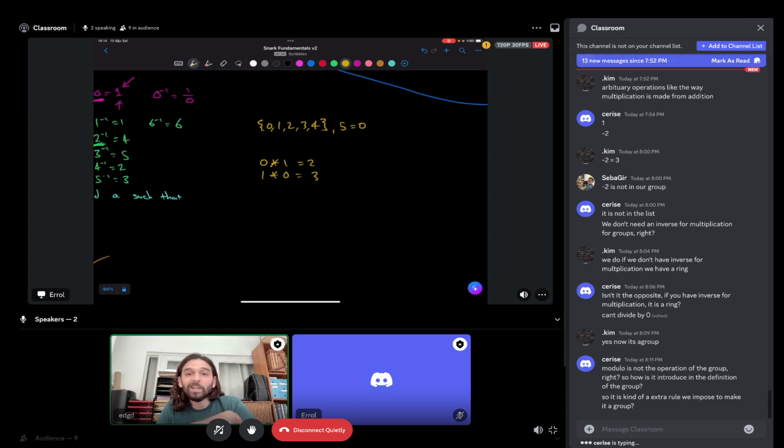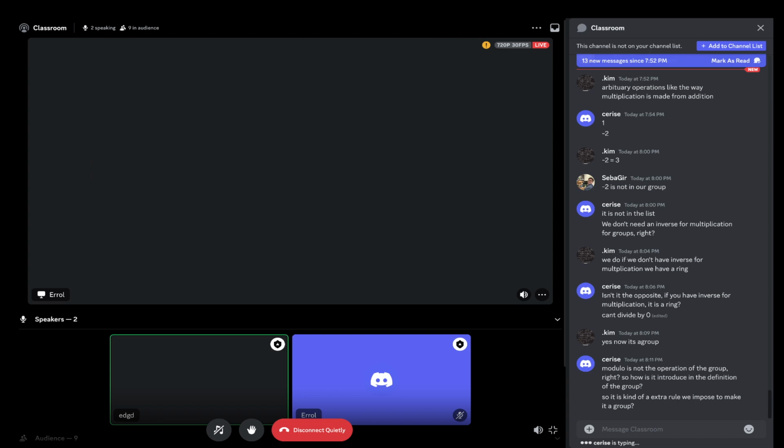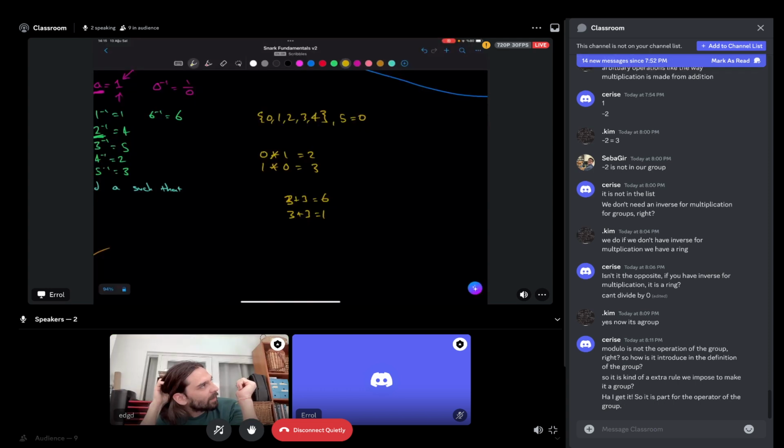Will it make it a group? That depends on how well it's defined. So I think the modular arithmetic part is more a part of the binary operation, because if you do 3 plus 3 is 6, well, the addition is basically just saying 3 plus 3 is 1.